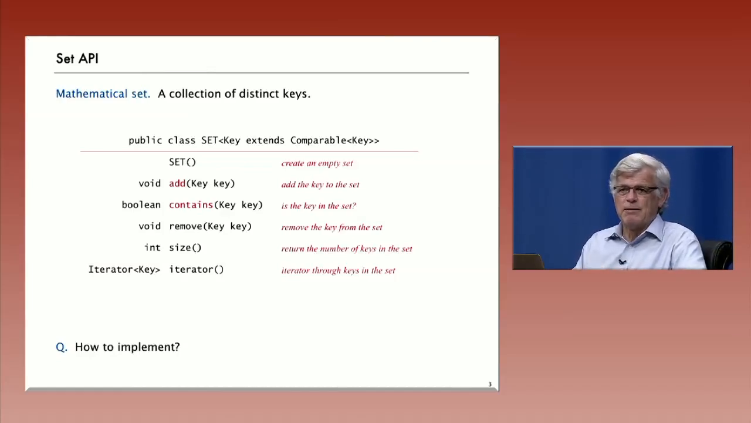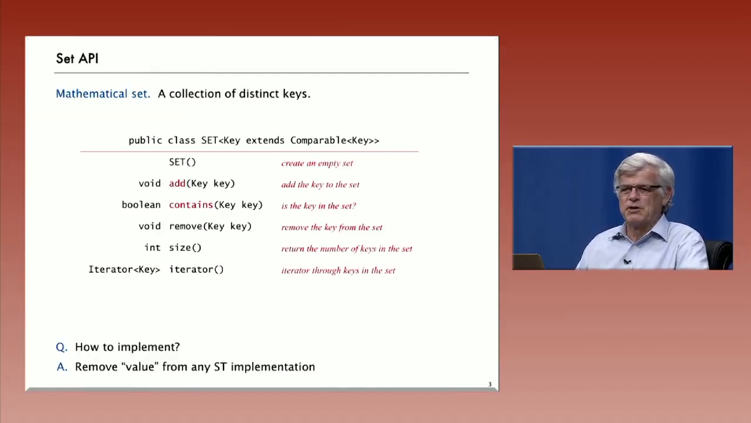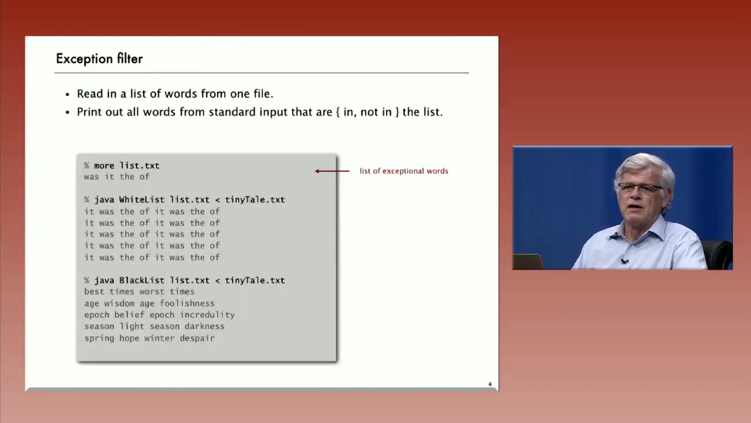That's a very simple API, but of course we want to be able to do these operations efficiently. How would we go ahead and implement that? Well, if you think about it for just a minute, you see that what you need to do is just remove all references to value from any of the symbol table implementations that we look at. The implementation is easy. Take one of our symbol table implementations and get rid of the code that refers to values.